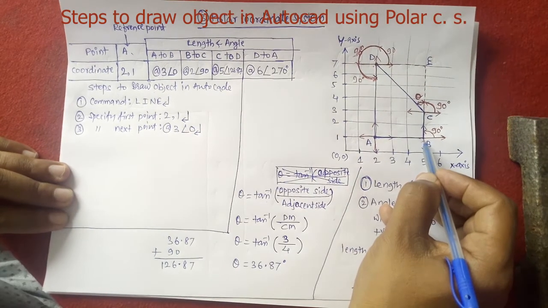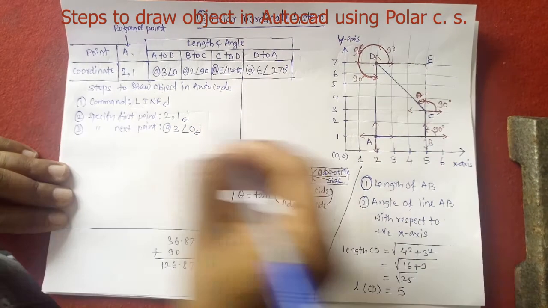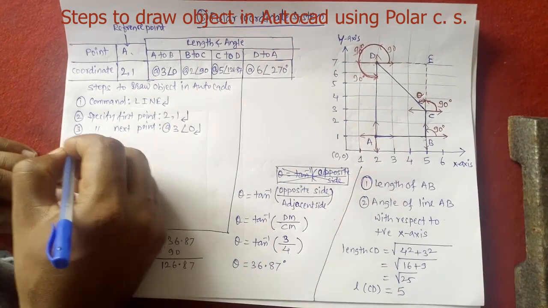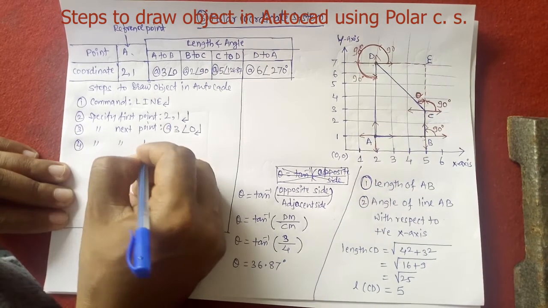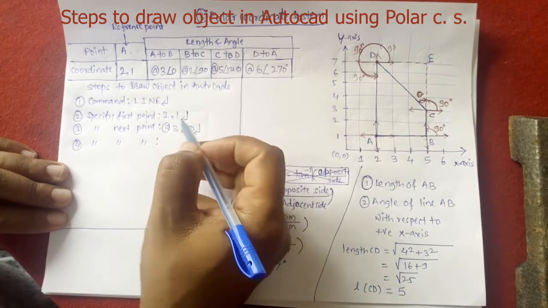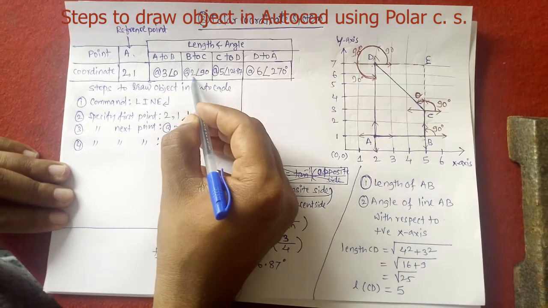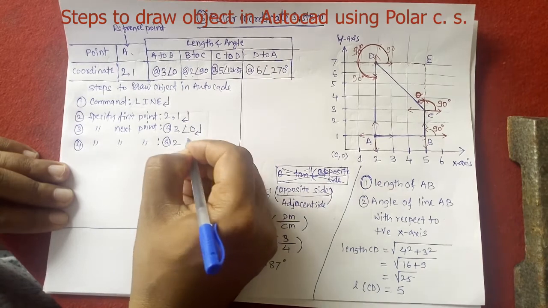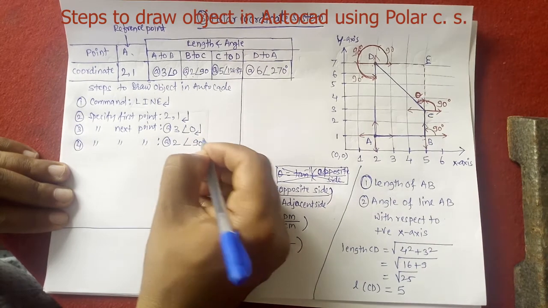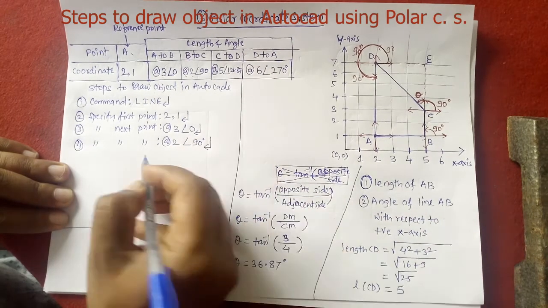So next, to draw this line B to C, again system will ask us to specify next point. So the next point is @2 angle 90, and press enter button. So the line B to C will be drawn by the AutoCAD.